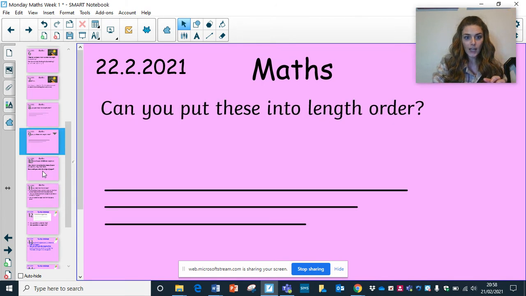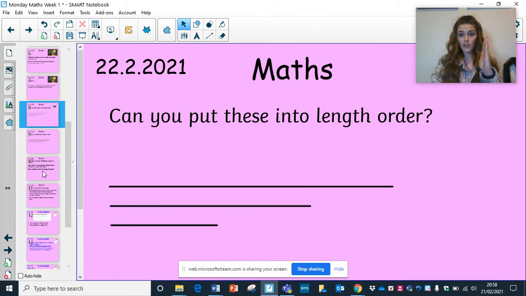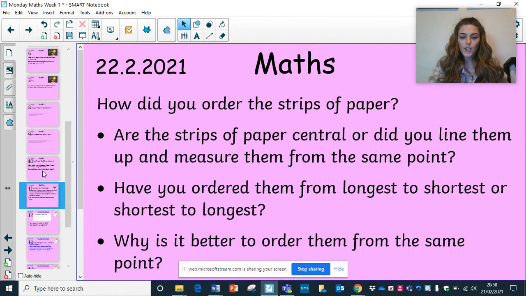When you look at my lines here, can you see that I've started them from the same point to measure them? So it's clearer and easier to see which is the longest and which is the shortest, and to put them in the correct order. So have you ordered them from longest to shortest or shortest to longest? Can you talk about that and share that with somebody?